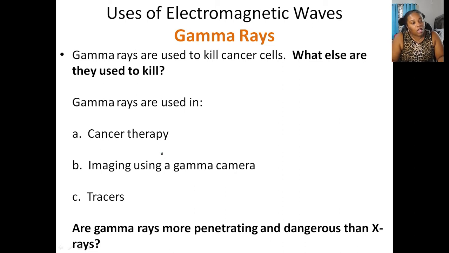Now, gamma rays are used to kill cancer cells. What else are they used to kill? Bacteria. Now, gamma rays are used in cancer therapy, imaging used in gamma cameras, and tracers. Are gamma rays more penetrating and dangerous than X-rays? You betcha. They are. So that is why when cancer patients go for chemotherapy, a lot of times they come out sicker than they went in. The cancer cells might be dead, but what would have also died are healthy cells. So gamma radiation is some serious stuff.